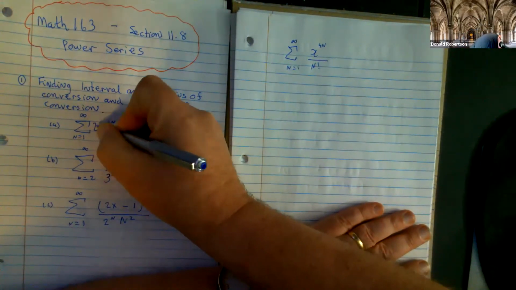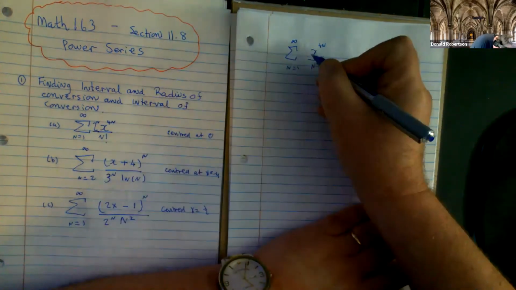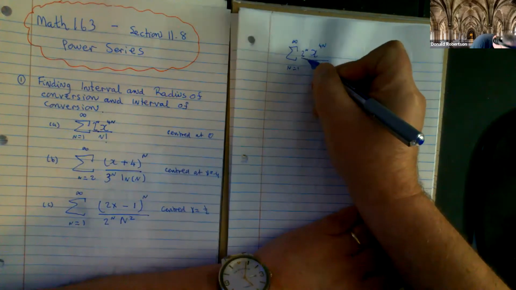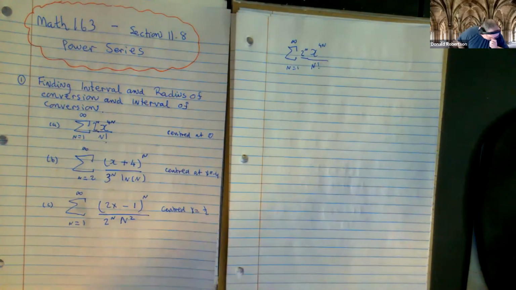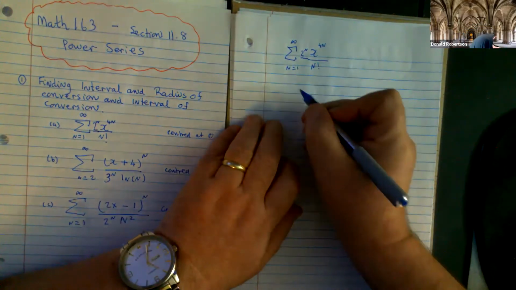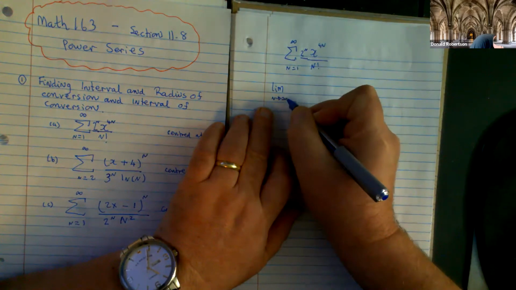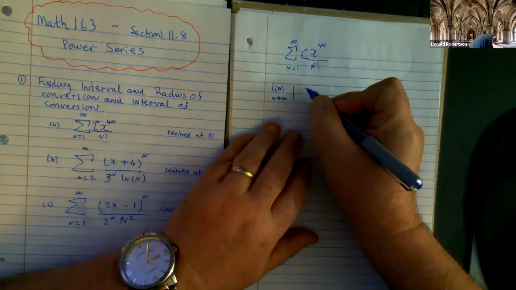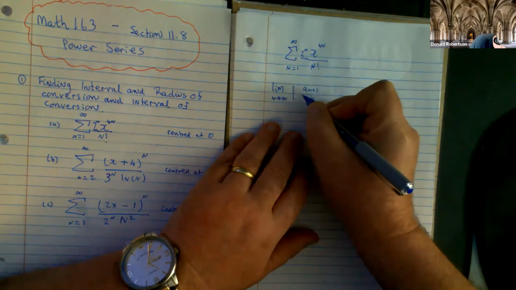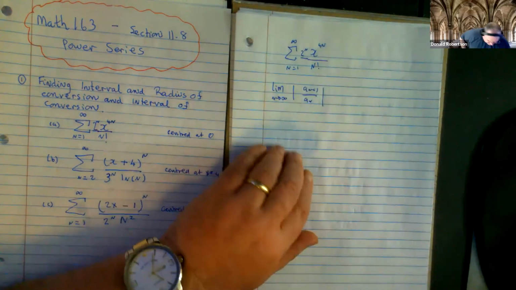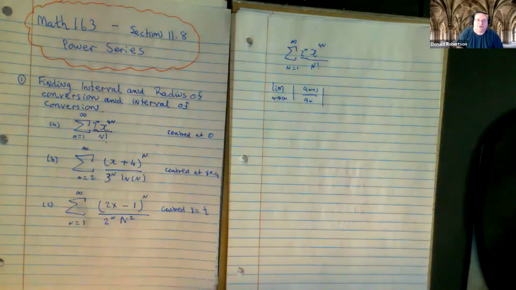I've just decided to do something. Let me put a 2 to the n in there. That'll make it more obvious what it does. Otherwise, you won't notice what I'm trying to get at. So we're going to do the limit as n tends to infinity of the absolute value of a(n+1) over a(n). And our goal is to find out what that's equal to.